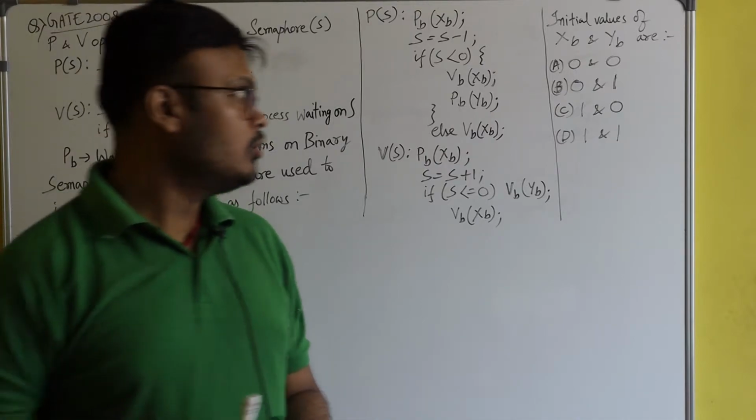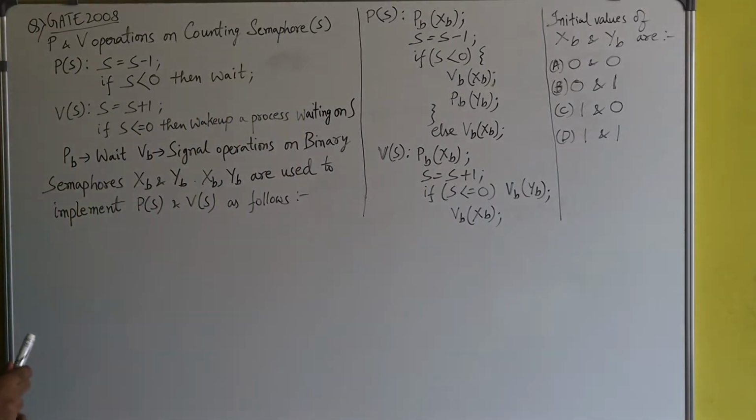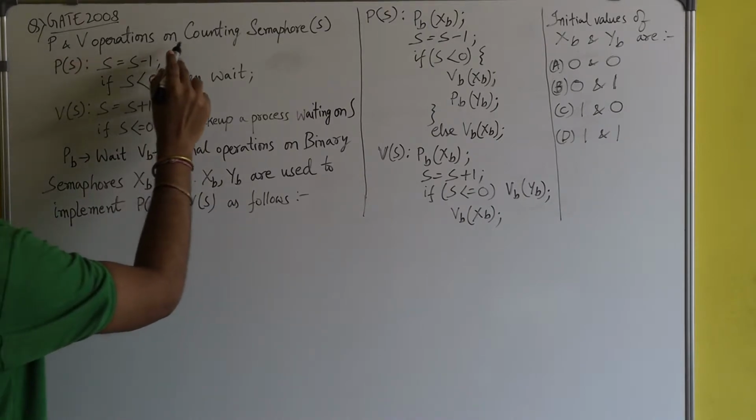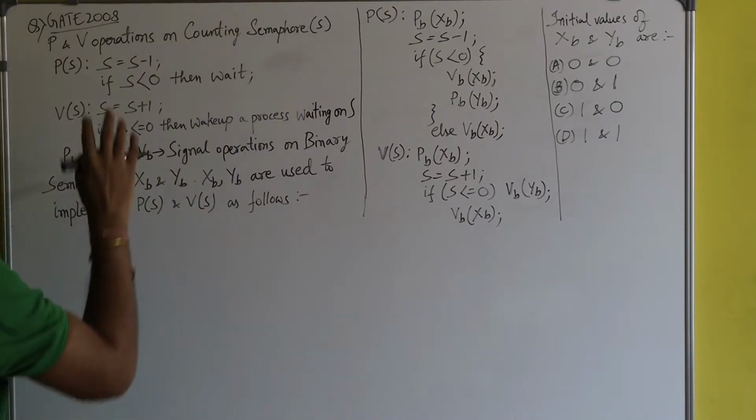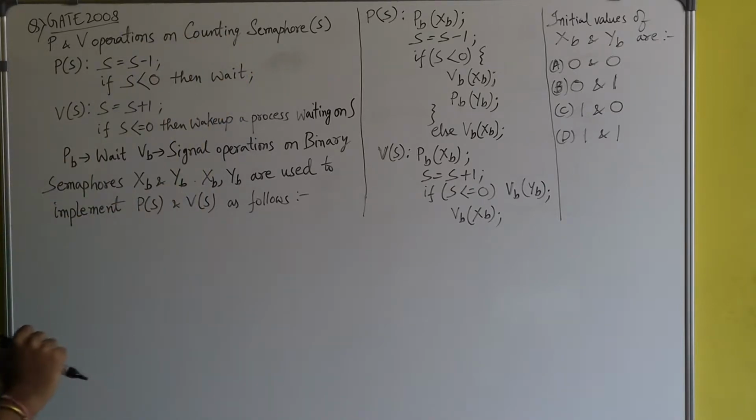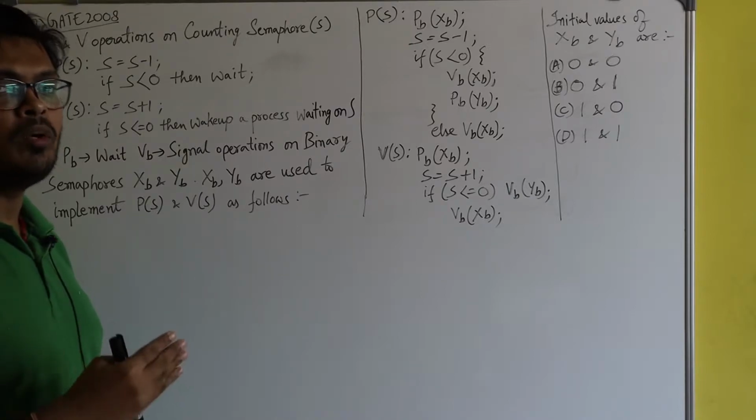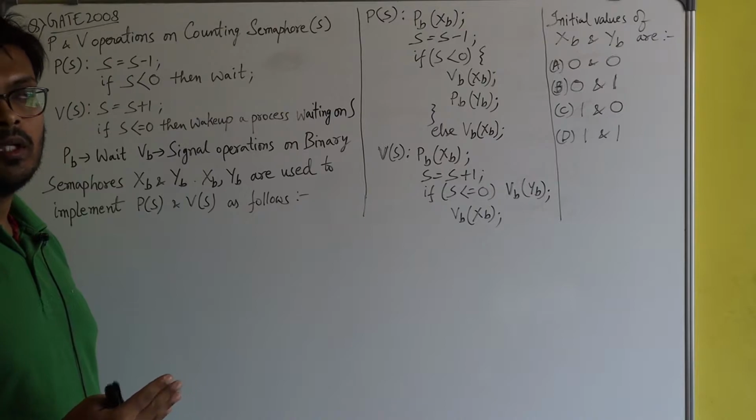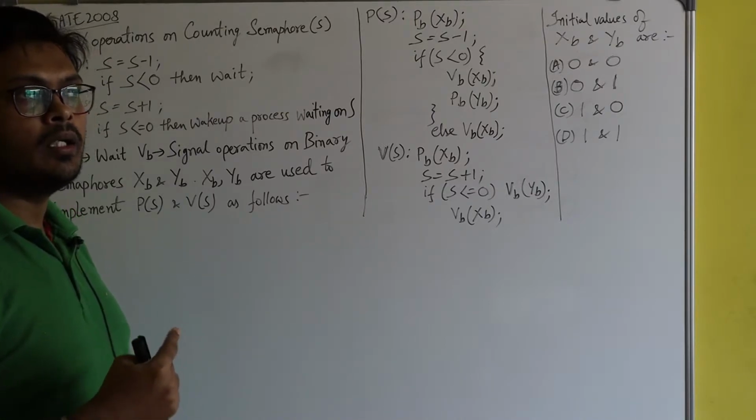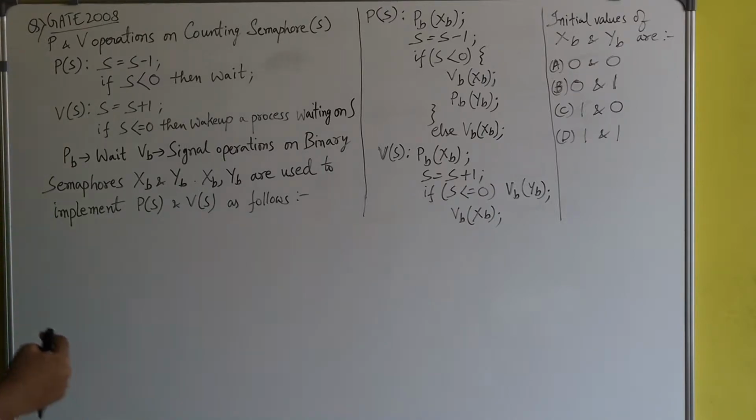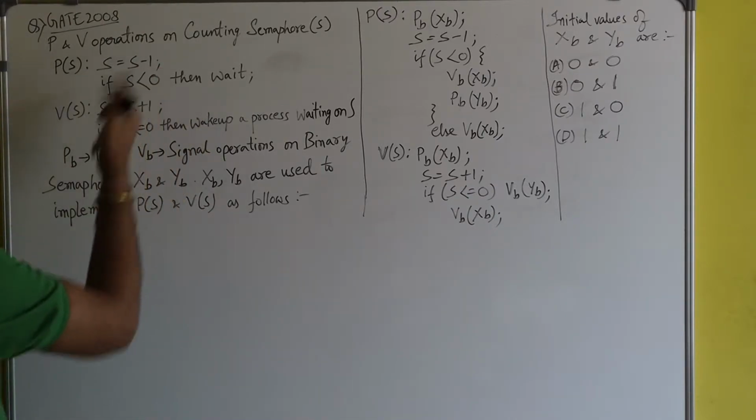Let me read the question first. Here you can see what I have written: P and V operations on counting semaphore S. P and V operations are defined for counting semaphore, and we already know about them. P means wait, and V means signal. You can refer to my counting semaphore video, where I have explained everything.